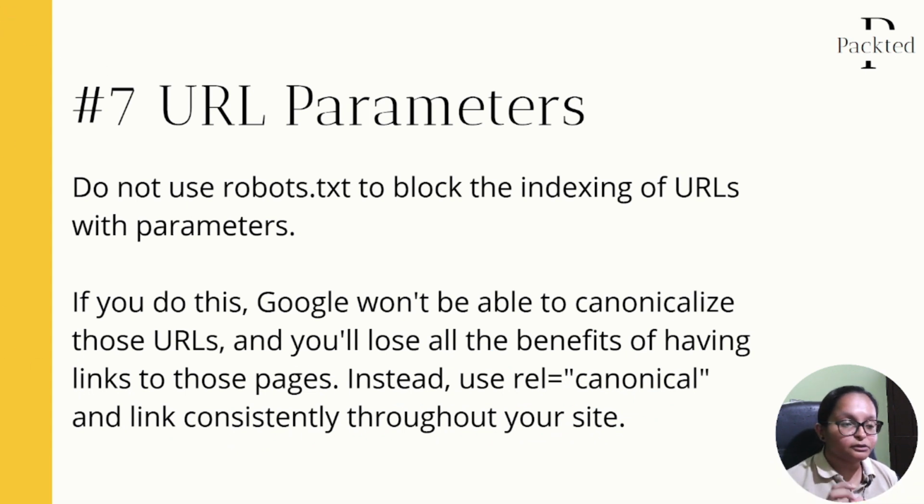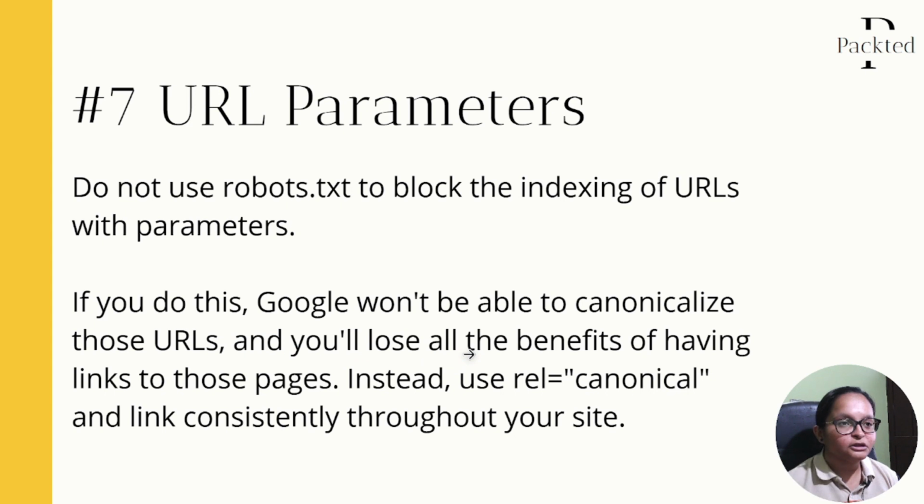Suppose you have URLs with parameters like the ones with the UTM parameters. Then you don't need to block those URLs or block the indexing of those URLs with the robots.txt, because if you are blocking the crawling and indexing of these URLs with robots.txt, then Google won't know which is the correct canonical version, and you will lose all of the benefits.